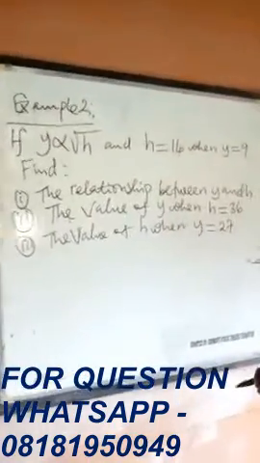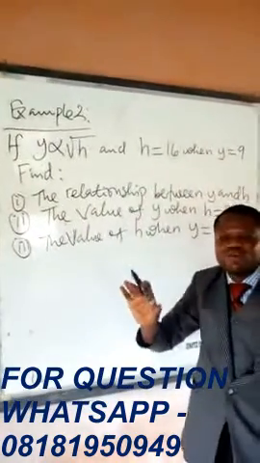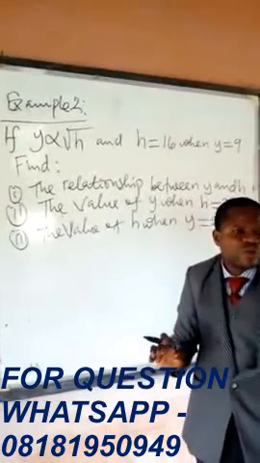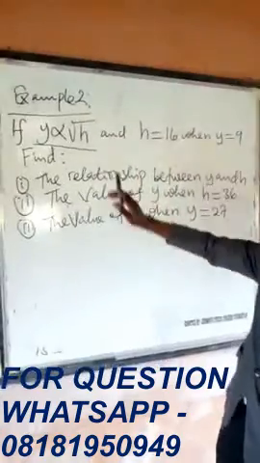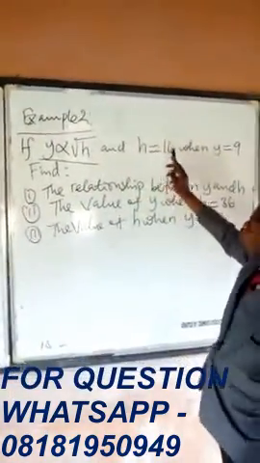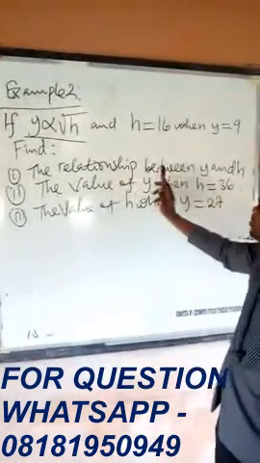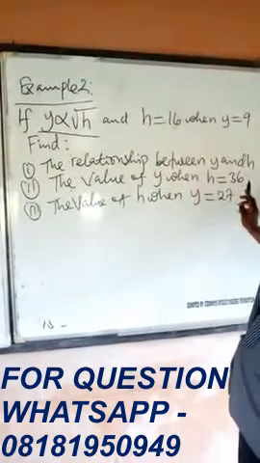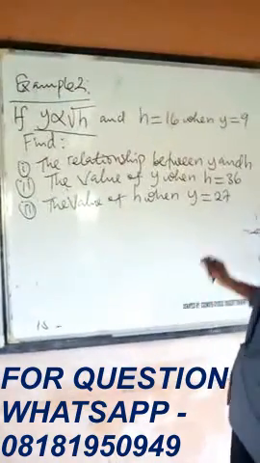Students, are you there? So look at our question again. I repeat the question. I said sometimes they may put this question in sentence form for you to translate into variation symbol. But sometimes it will be translated for you, like this one is already translated. It reads, if y varies directly as the square root of h, and h equals 16 when y equals 9. Find Roman figure 1, the relationship between y and h. Roman figure 2, the value of y when h equals 36. Then Roman figure 3, the value of h when y equals 27.